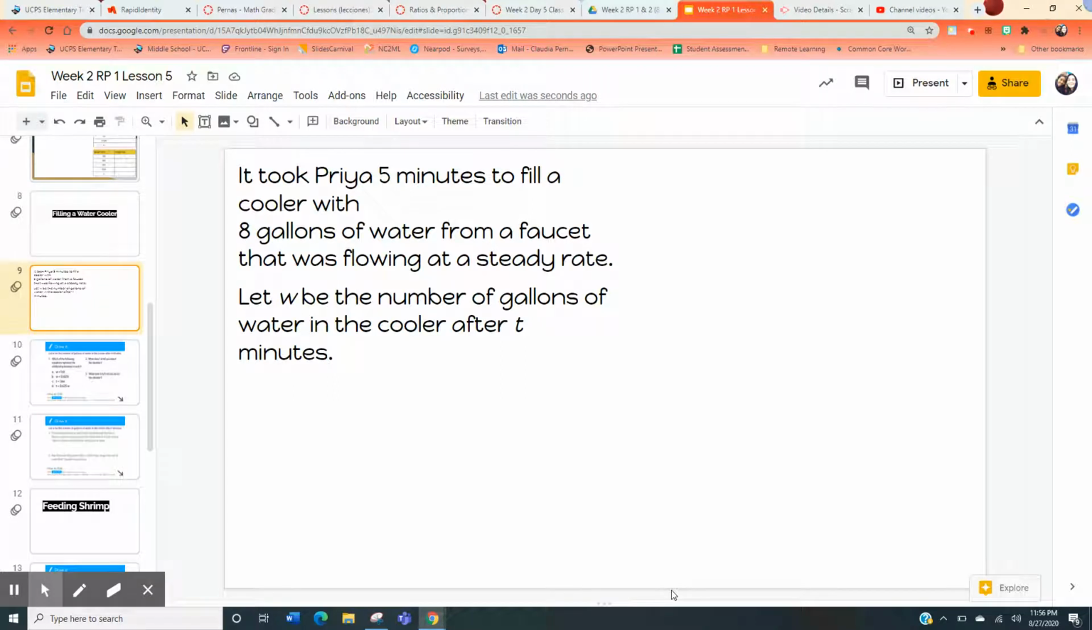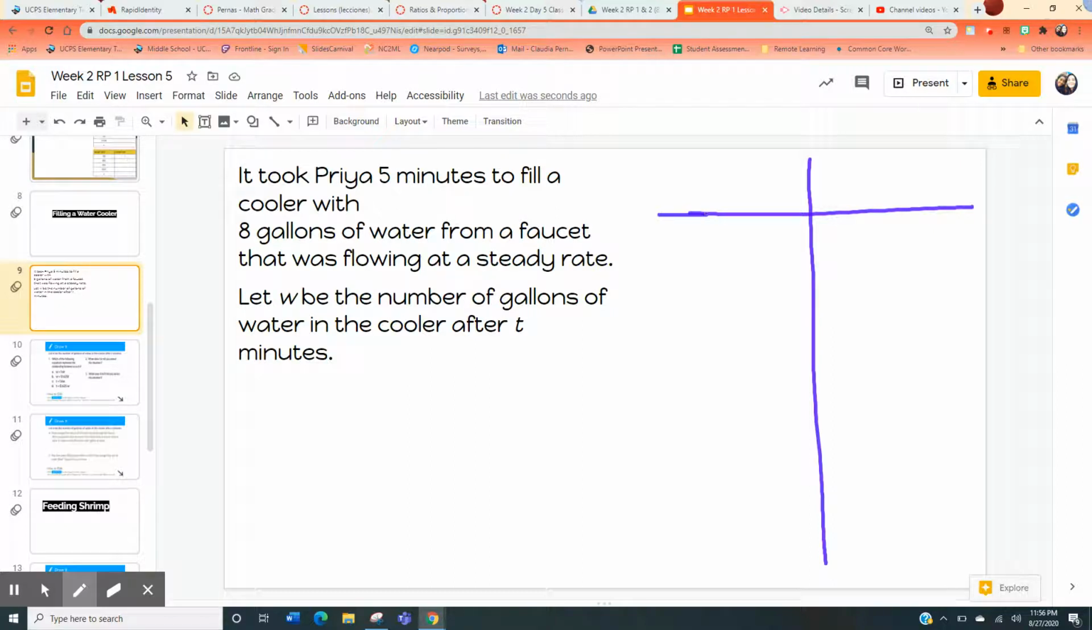Okay, let's go ahead and look at this question. Let's start by drawing our table or T-chart. And let's go ahead and read it.